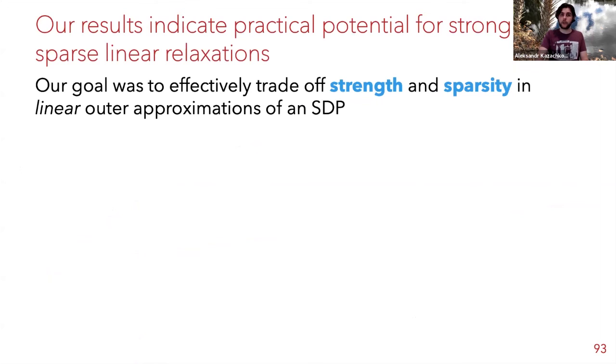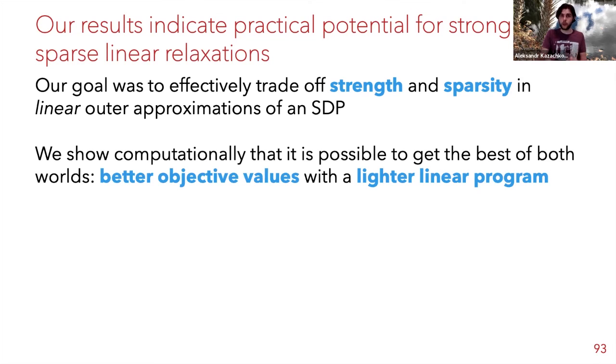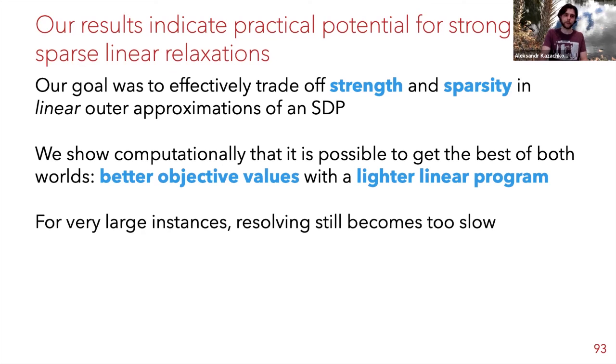Okay, to conclude, in the second study we had the goal of trading off strength and sparsity with linear outer approximations of an SDP, which itself is an approximation of the original QCQP problem. And we show with our computational results that it's possible to get the best of both worlds. In fact, you can get a faster LP, but one that also gives you better objective values as well.